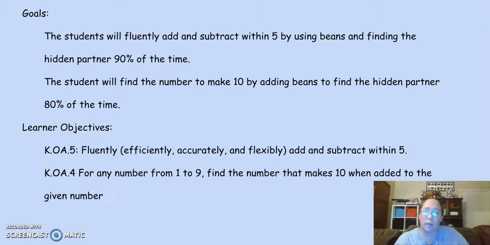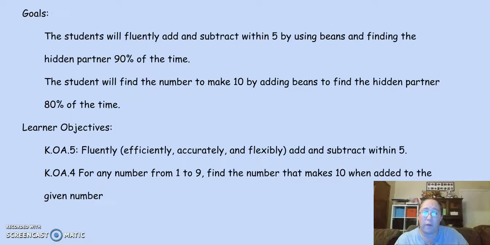The goals for my lesson in math are the students will fluently add and subtract within 5 by using the beans and finding the hidden partners 90% of the time. The students will find the number to make 10 by adding the beans to find hidden partners 80% of the time. So first day will be within 5, the next day would be within 10.